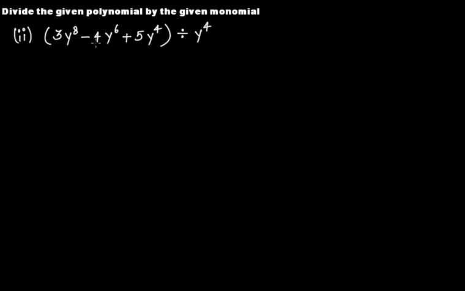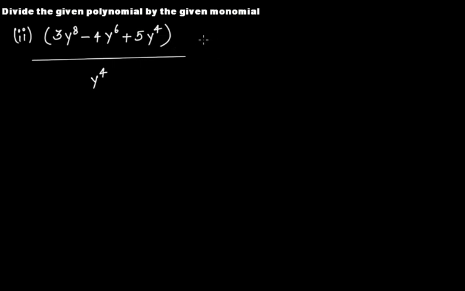Now the next problem: 3y raised to the power of 8 minus 4y raised to the power of 6 plus 5y raised to the power of 4 has to be divided by y raised to the power of 4. So basically we have to perform this division, right?